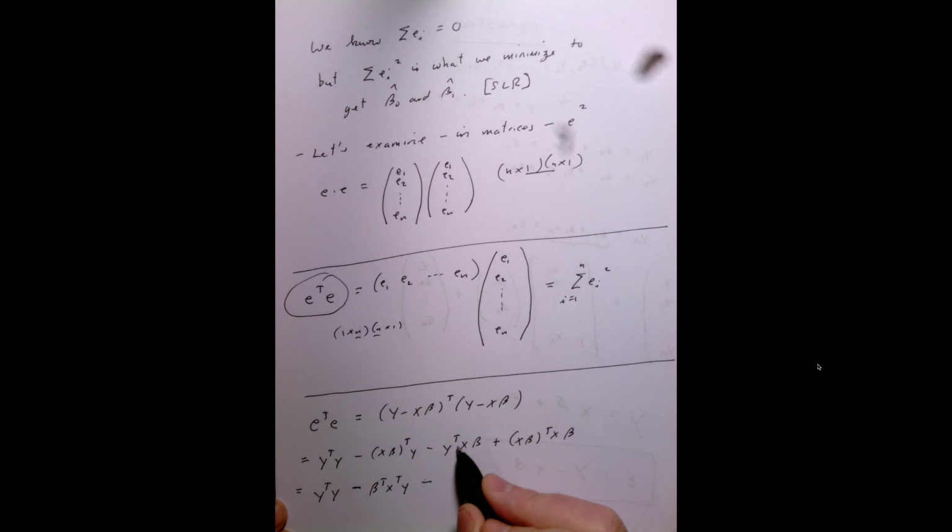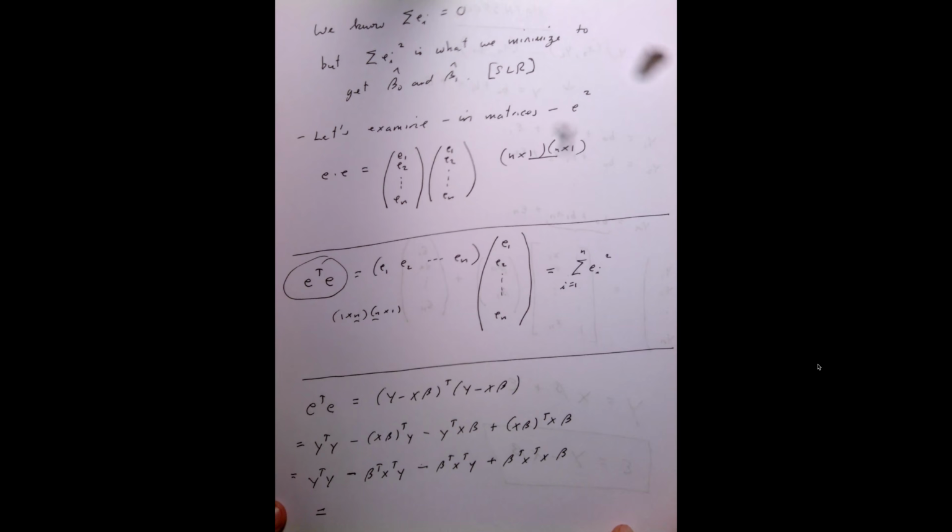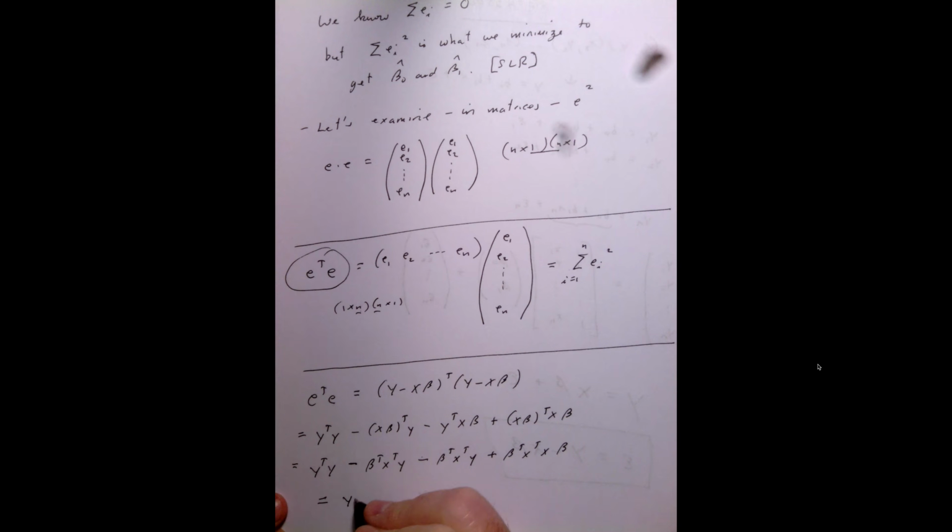And I can take the transpose of all this, or I should say this is equivalent to beta transpose x transpose y plus beta transpose x beta. So what I get, can you guys still see? I'm getting too low. So I have y transpose y. I have such tunnel vision on this document right here that I don't look at my screen. But anyway, I have 2 beta transpose x transpose y plus beta transpose x transpose x beta.